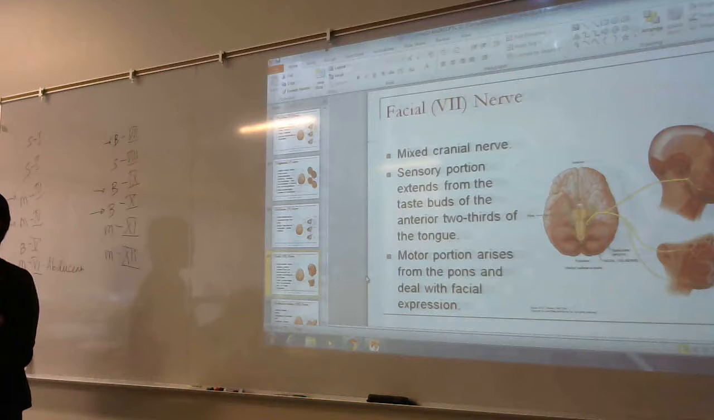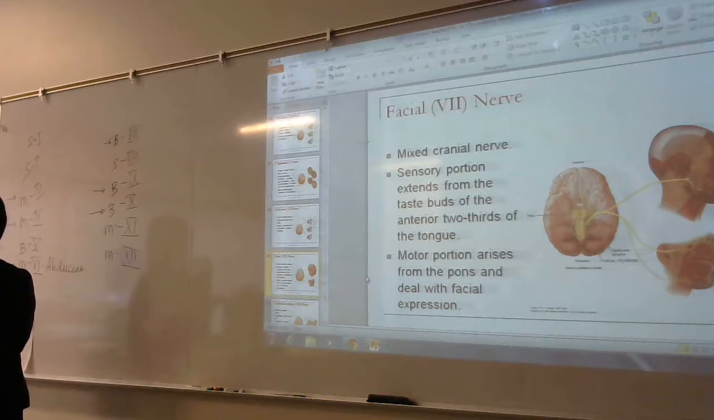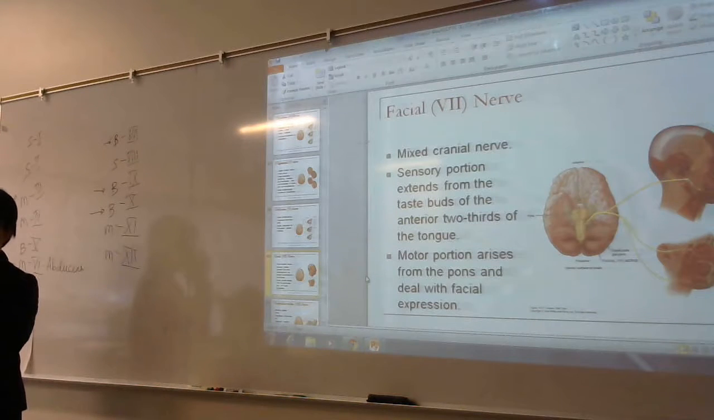So you say, can you smile for me? And if the patient is able to smile, you know that this is working. You know that there's a right and a left. So when they smile, you should look for symmetry. Okay. A common problem with facial nerve injury, Bell's palsy. You know that, right? Where there's paralysis.